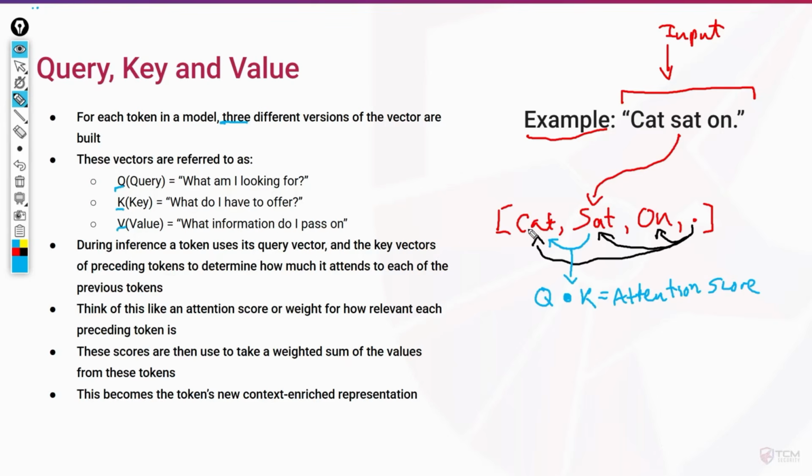So sat would take a sum based on how much it cares about cat, and the period would take a weighted sum of how much it cares about all of these across the value that's offered. This is the information that's passed on. These are used to determine how much they care about a specific word in front of them, so how much attention they want to pay to it, or how much they want to attend. And then the value is what will be passed on, proportional to how much attention is paid. This then becomes the token's new, context-enriched representation.